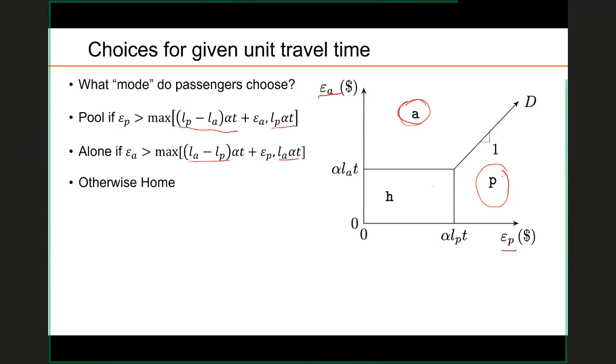And if both epsilon p and epsilon a are small enough, they're just not going to travel. This division is particular to a certain travel time index. So this is not exactly an equilibrium, because maybe the choices they make are not consistent with this travel time index, but if you do have a travel time index, this will give you the demands for each mode.